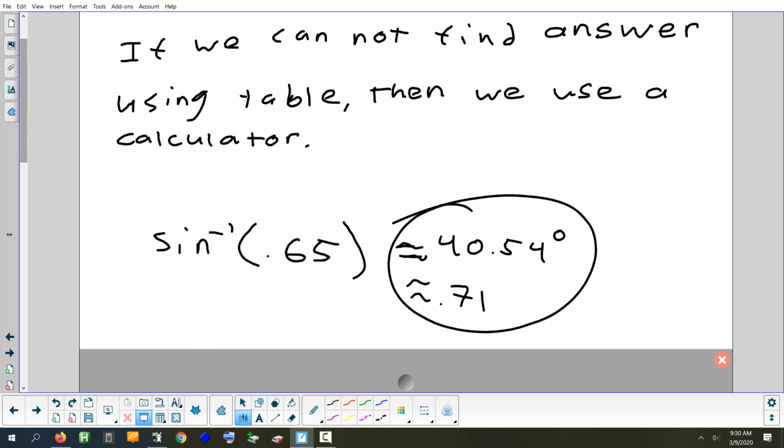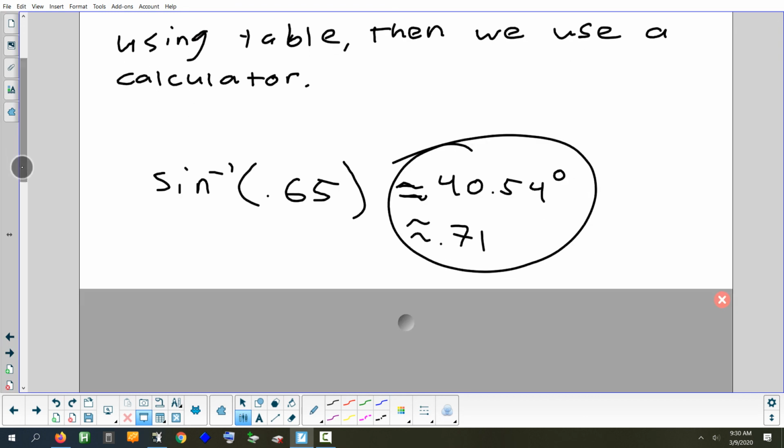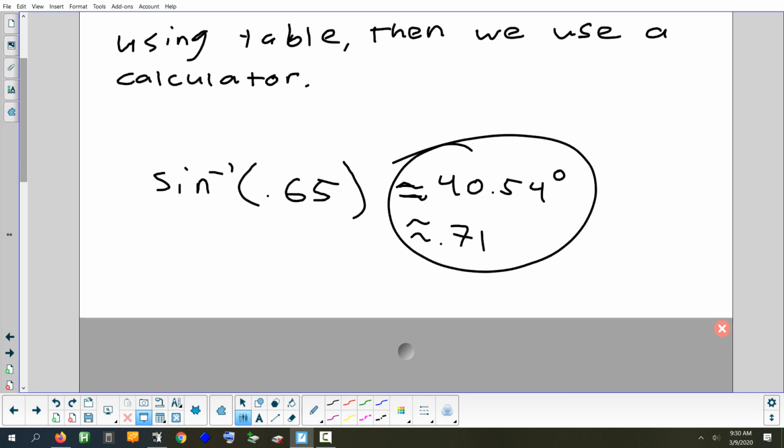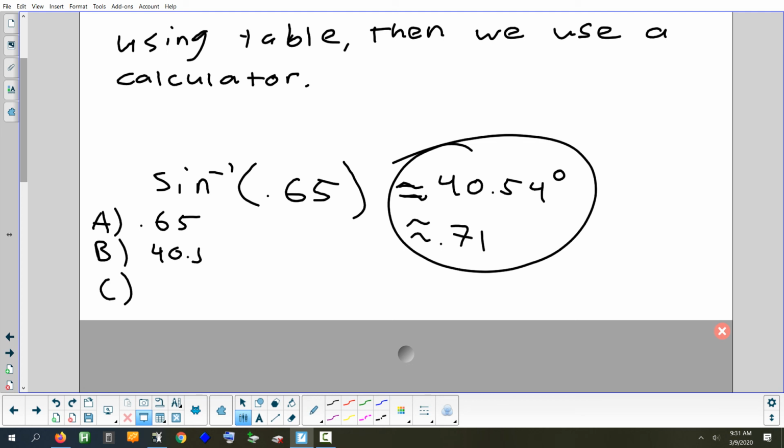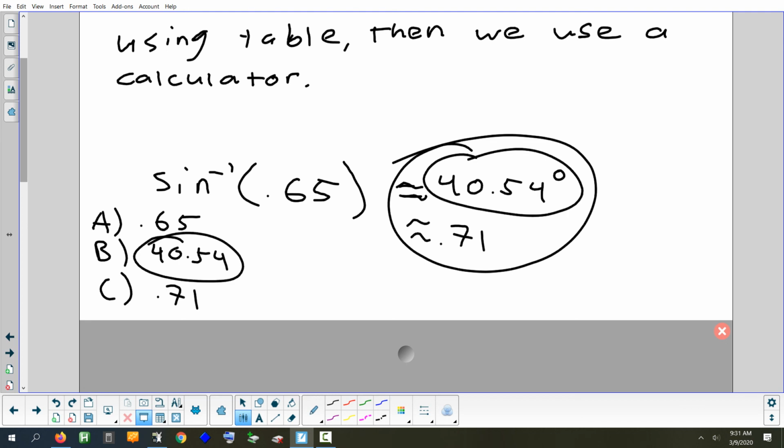Either answer is correct. Now, let's say it was a multiple choice question and I gave you these choices. I'm just going to give you 3. 0.65, 40.54, 0.71. Which answer there is correct? C. If you're thinking there's 2 correct answers, you didn't look close. This answer here and this answer here are totally different. They're not the same thing at all. That's 40.54 radians. So the correct answer, the way I have everything listed, is C.